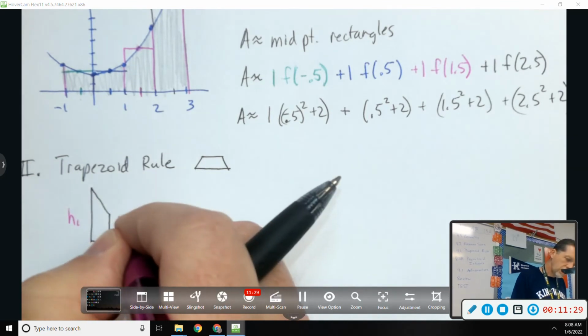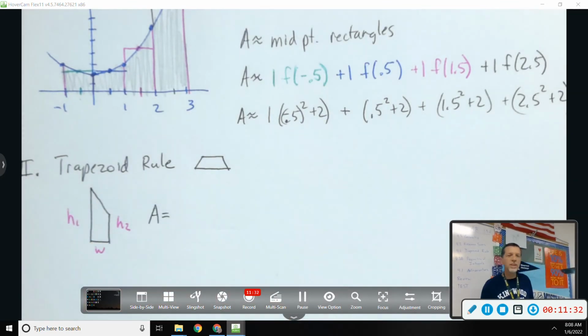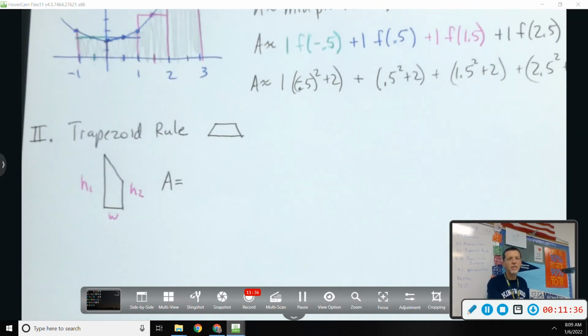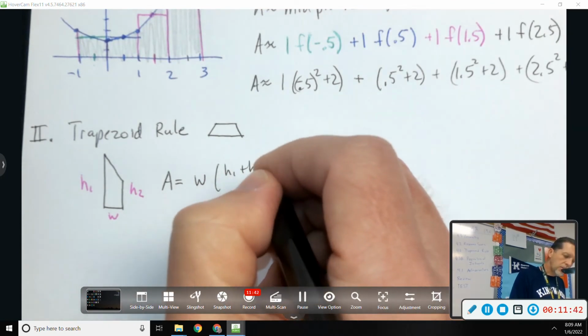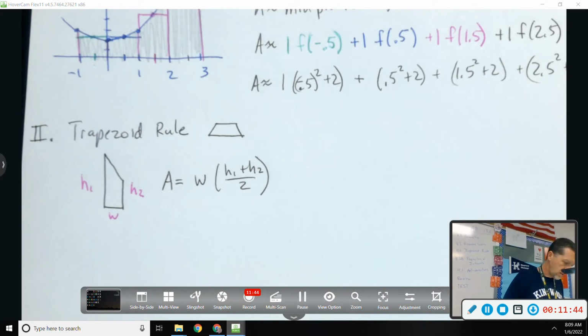Now, we did this briefly on Tuesday with area of trapezoids, but we can quickly review here. Area of a trapezoid is the width times the average height. The width times the average height. So the 3 rectangle rules are add up the rectangles. The trapezoid rule is add up the trapezoids.